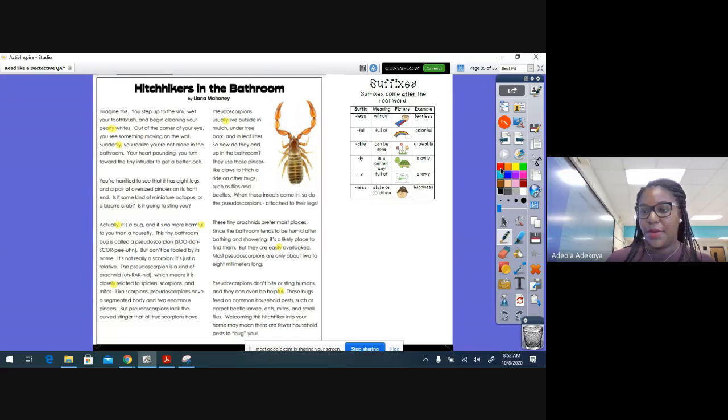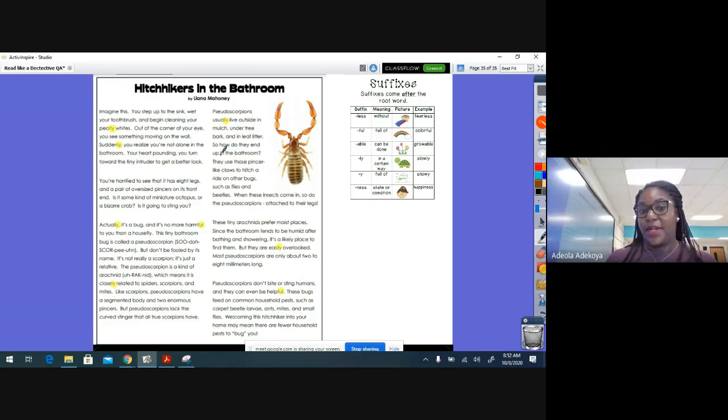All right, so I'm going to go ahead and read the passage. And that way, as we read the passage, we're actually reading for comprehension. Now, me identifying this suffix is just helping me better understand the words that I'm reading. And so that increases my comprehension. It increases my understanding. Hitchhikers in the Bathroom by Lena Mahoney.